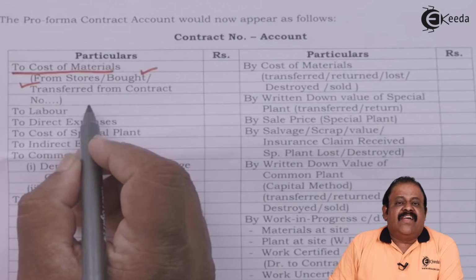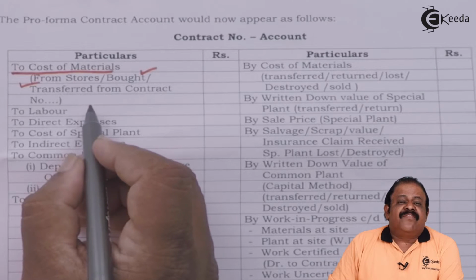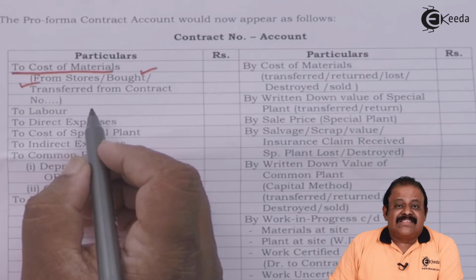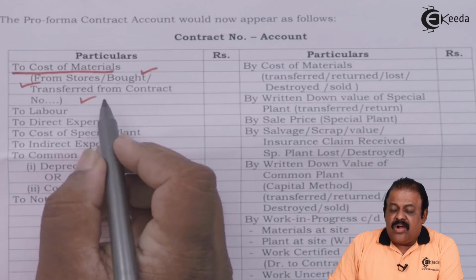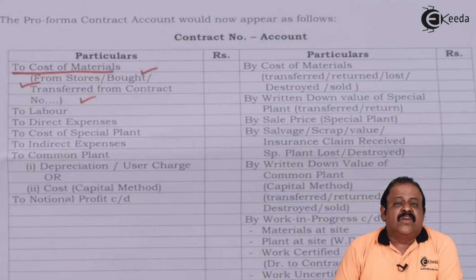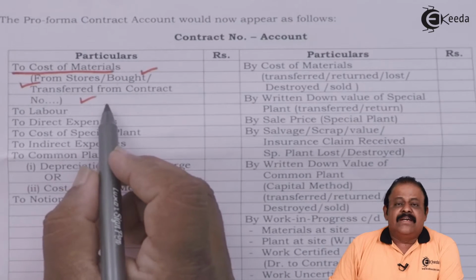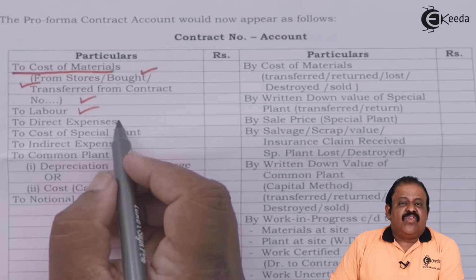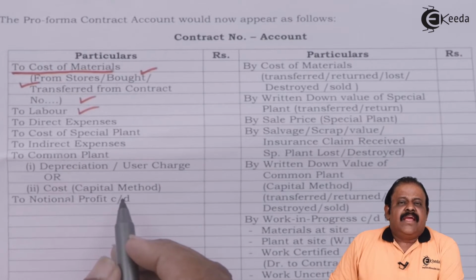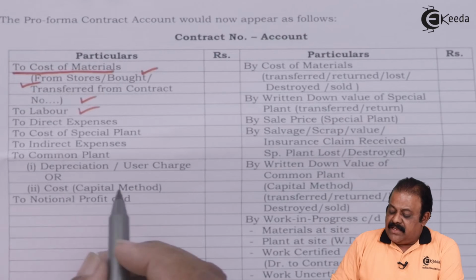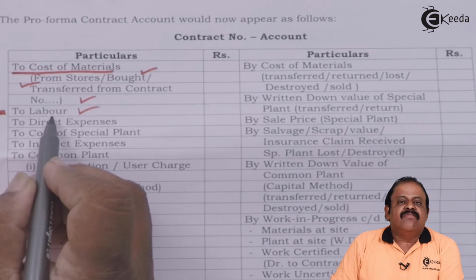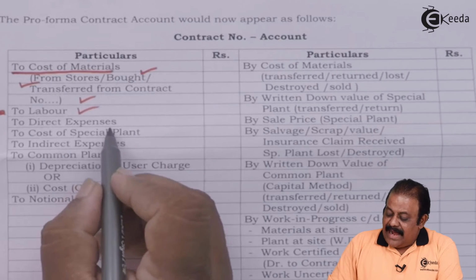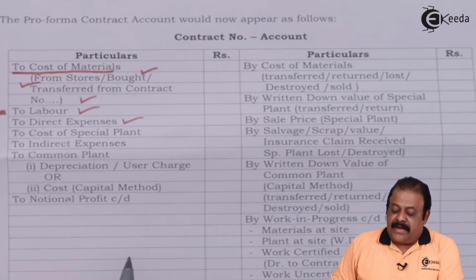There is possibility that transfer of material may take place from one side to other side. This is how also we can have material from the other side. This will be all debited to contract account. Then we have labor, that is wages paid on the contract. Any amount outstanding during the period is also added to this amount of labor. Direct expenses related to the contract.